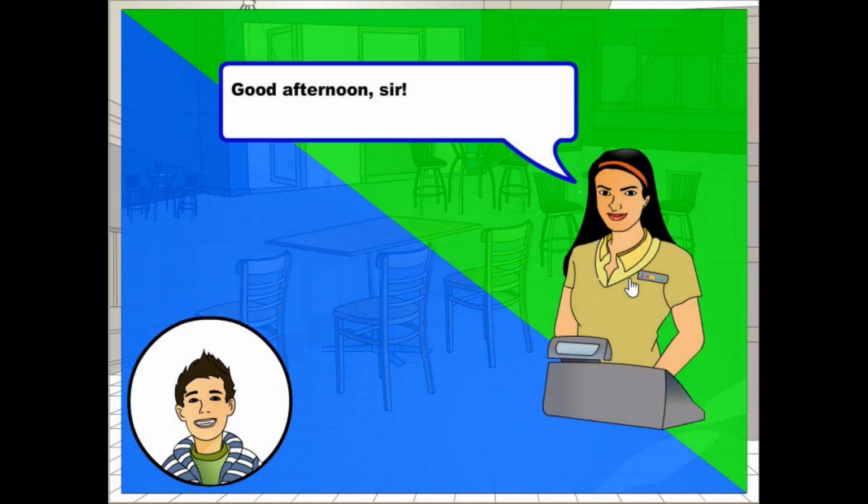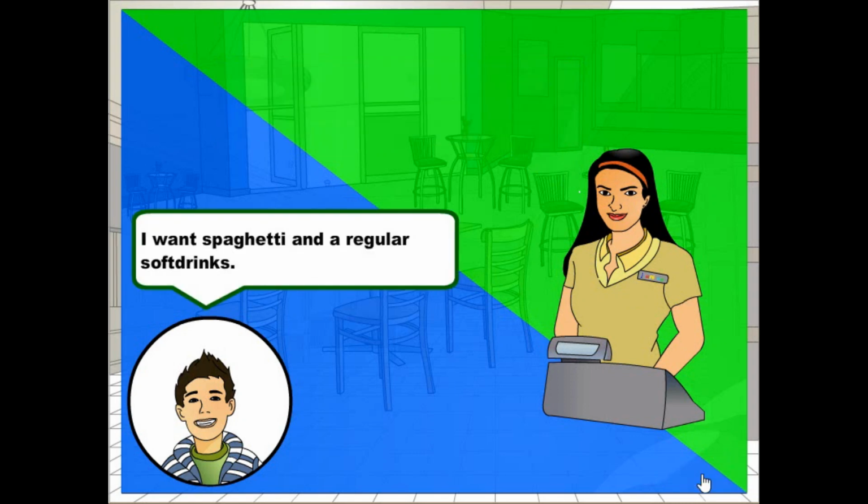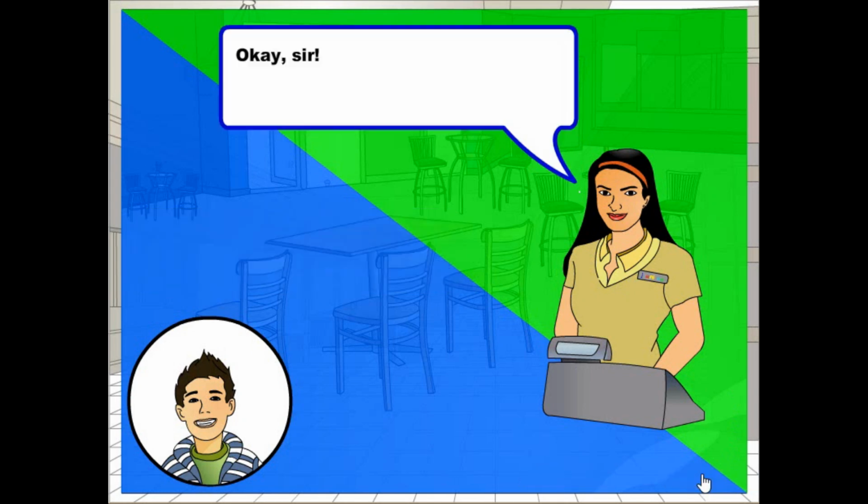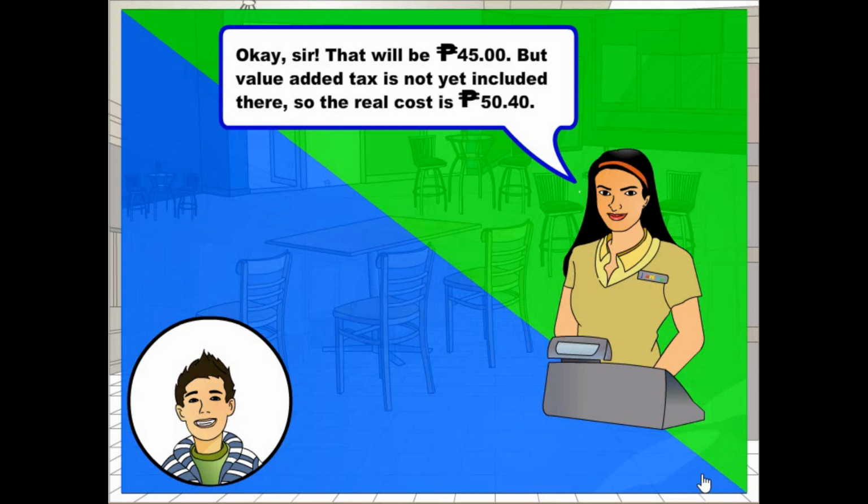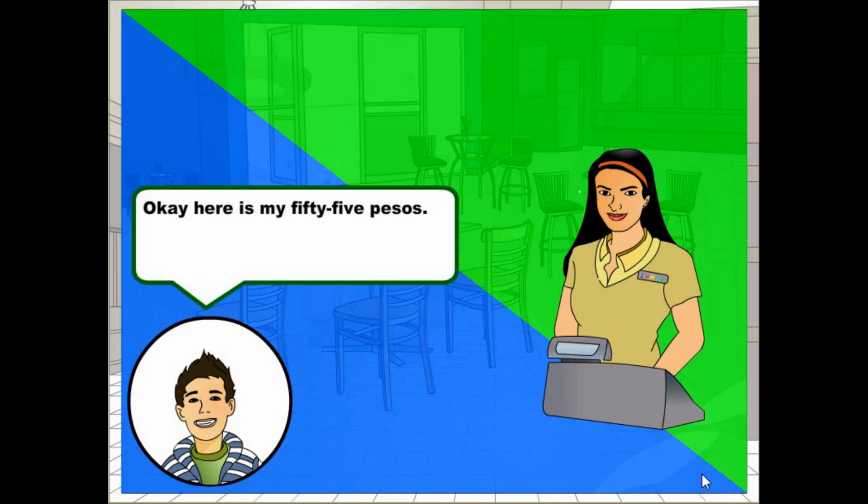Good afternoon, sir. Can I take your order, please? I want spaghetti and a regular soft drinks. Okay, sir. That will be 45 pesos, but value-added tax is not yet included there, so the real cost is 50 pesos and 40 cents. Okay, here's my 55 pesos. But can you explain to me what value-added tax is?